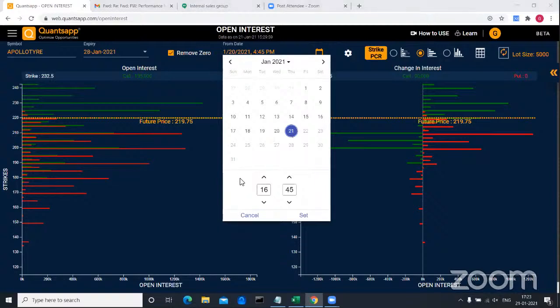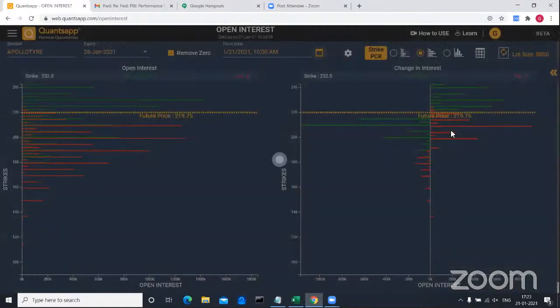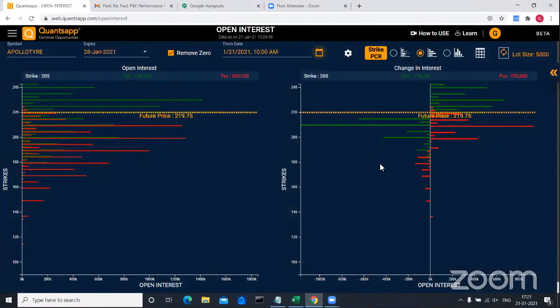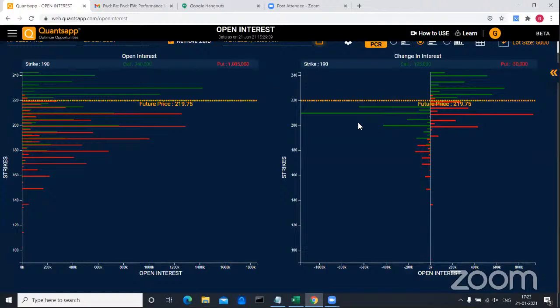I want to see how it happened on today's particular day. So if I say after 10 o'clock, I'm looking at how the market participants are looking into this data. So I can see that there's an unwinding in the call position, but there's a build up that happened on the upper level strikes. So there was a shift in the call writers from the lower to the upper level.